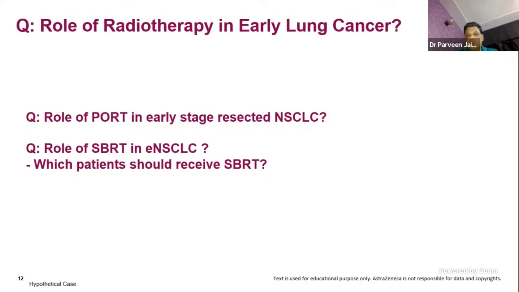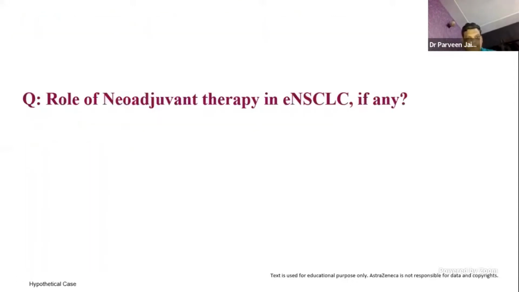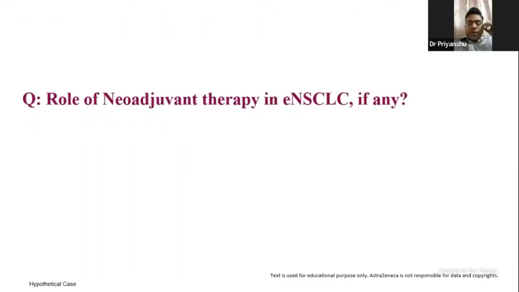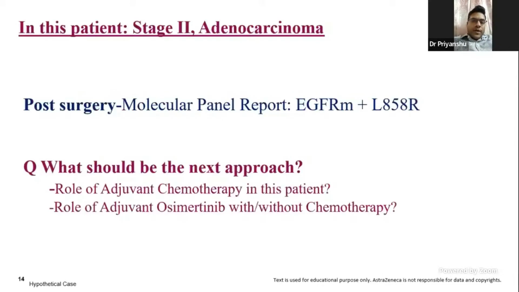So I think those patients where the comorbidities are there, we can consider it. So what is your take on SBRT, Rajat? Priyanshu, so role of SBRT. Sir, patients who cannot undergo surgery for any comorbidities, or who have a poor pulmonary function test, and whose expected FEV1 after resection is not satisfactory, in those patients SBRT can be given.